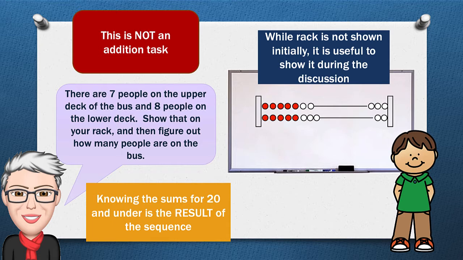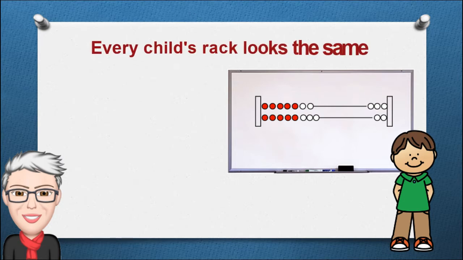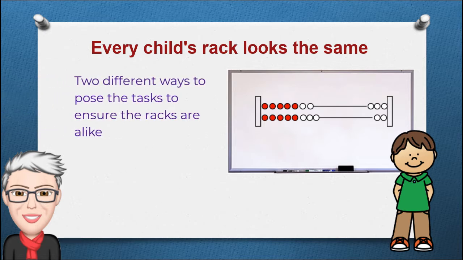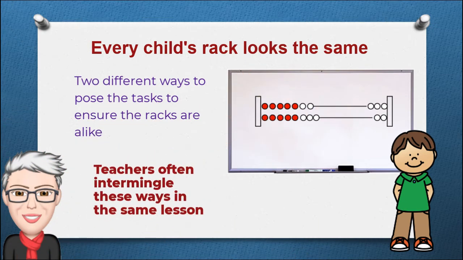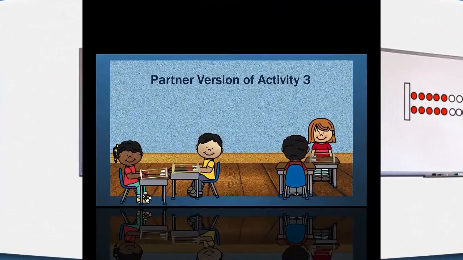Before leaving our discussion of this activity, I want to make one additional point. We have explained that an essential feature of this task is that every child's arithmetic rack looks exactly the same, and we have described 2 different ways the teacher can pose the task to ensure that children's racks are all alike. Most teachers we have worked with have chosen to pose the task in both of these ways, often intermingling them within a single lesson. In this way, they capitalize on the merits of both ways for the benefits of the students.